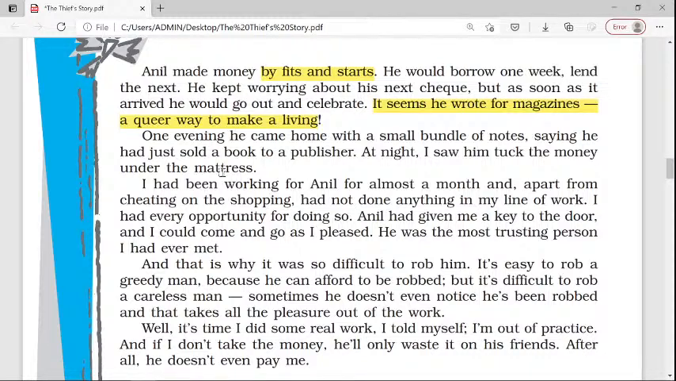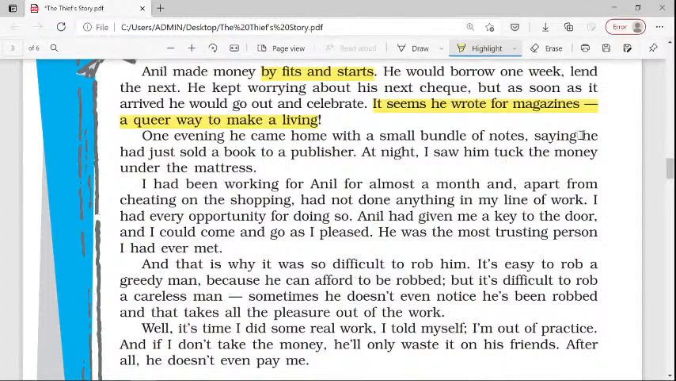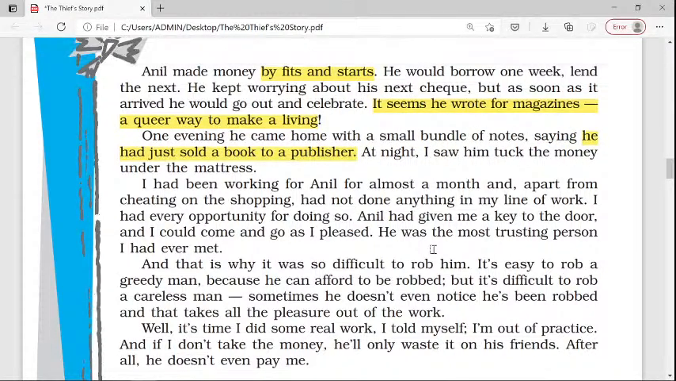So Hari Singh says one day Anil came from somewhere, and then he declared that he got some money. Okay, what was the reason? He said that he had sold a book to a publisher. So as he sold a book to a publisher, he got some money. But unfortunately, Anil tucked the money in front of Hari Singh under the mattress. Hari Singh, being a thief, will definitely get inspired to steal. Okay, so let's find out what happens afterwards.